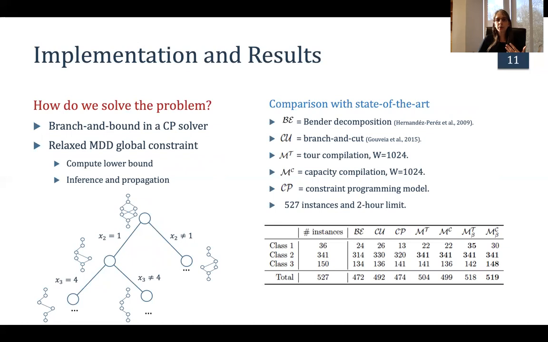In terms of experiments, we compare to two state-of-the-arts. We also develop a constraint programming model, and we have our two MDD compilations. If we observe the results, first of all, in the blue box, we can see that both of our compilations are performing better than the state-of-the-art and the CP model, solving more instances within the time limit. But if we also incorporate our Lagrangian approach, we are solving most of the instances and outperforming everything else.